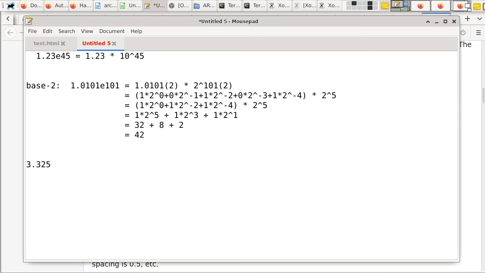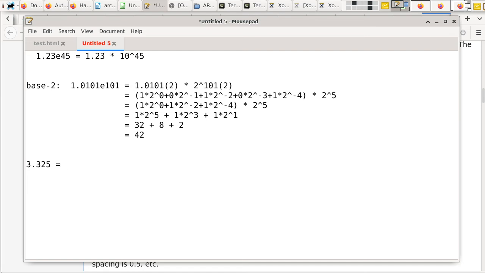3.325 as a base 10 number, and we ask the question, what does this look like as a double precision floating point number? What is the bit pattern corresponding to the double precision floating point number to represent the value of 3.325? Is that OK? Does everybody understand what we are about to do? Are we good? OK.